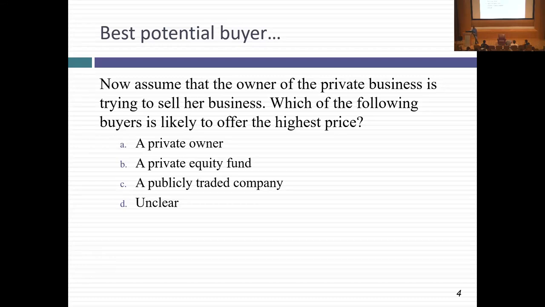Because private equity funds are there to try to make money, right? How do they make money? They arbitrage the difference between what the private company thinks it's worth to a private buyer and what the private company is worth to a public buyer. That's how private equity funds make their money. They buy it somewhere in the middle and they either take the company public or they sell it to a public company. That's their exit.